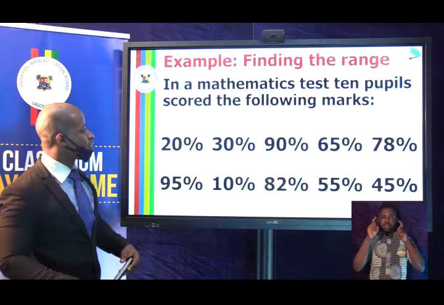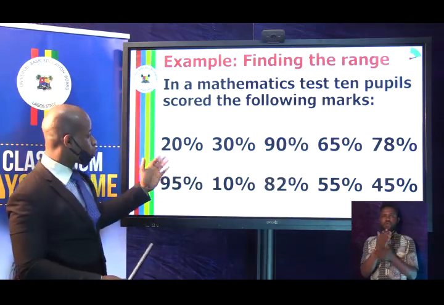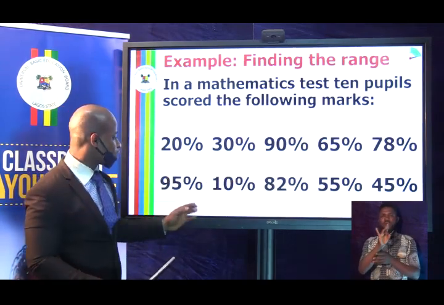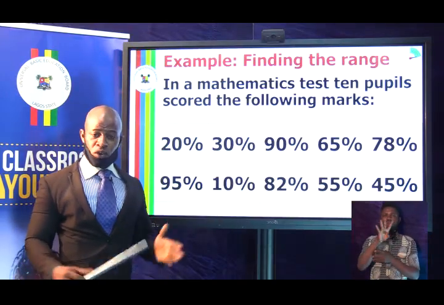In a mathematics test, 10 pupils scored the following marks. So you have somebody scoring 20%, 30%, 90%, very good, 65, 78, 95, 10%, 82, 55%, and 45%.